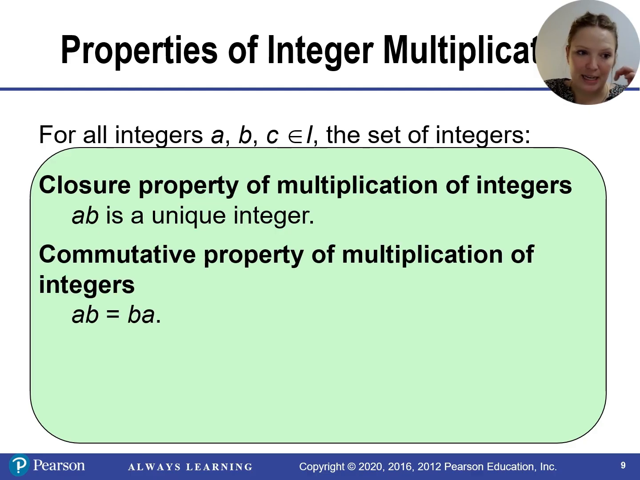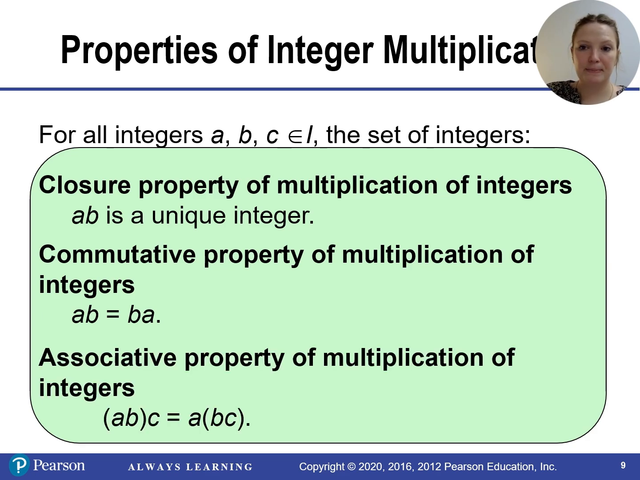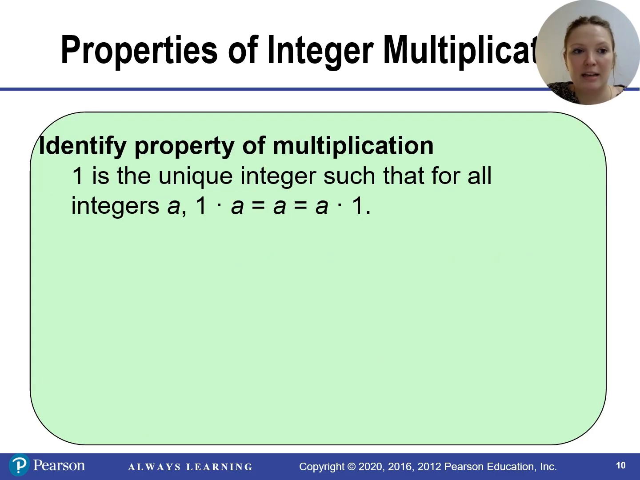The commutative property of multiplication tells us that if we have two integers, a times b is equal to b times a. And then the associative property tells us that when we're multiplying three integers, we can multiply a times b first and then multiply times c, or we could multiply b times c first and then multiply with a, so it's associative. We have an identity property, so 1 is our unique multiplicative identity in the integers, and that tells us that for any integer a, 1 times a gives us a back, or a times 1 also gives us a back.